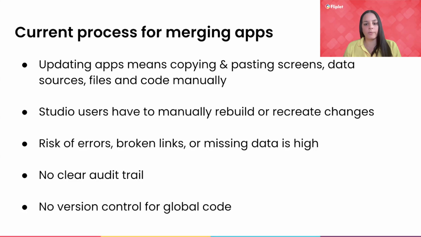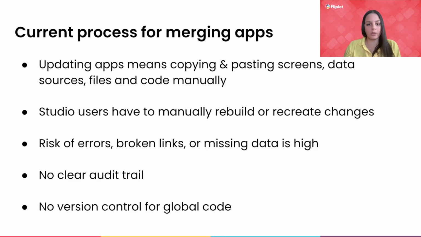There's also no version control currently for global code. This means if something went wrong, it's not easy to roll back previous work. Altogether, updates currently are a bit slow, can sometimes be repetitive, and a little bit risky. And this is exactly what App Merge is designed to fix.